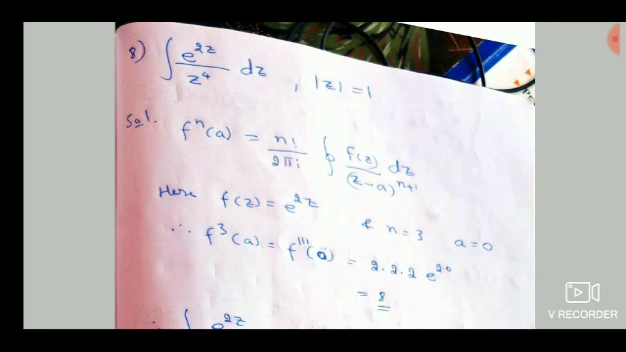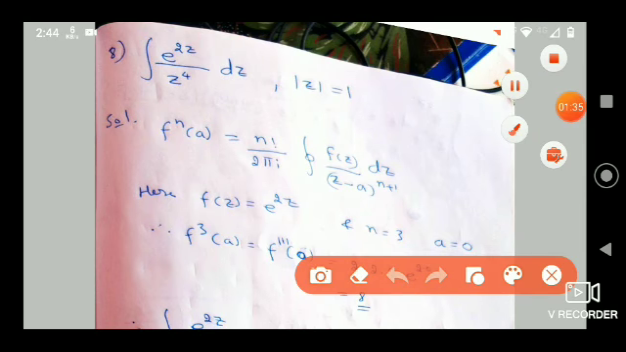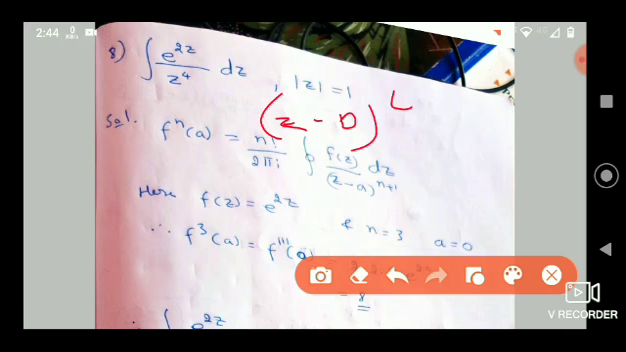Along the curve mod z is equal to 1. So what is the point here? The point is 0, a is equal to 0, and 0 lies inside the circle mod z is equal to 1. I use this formula because you can just write this as z minus 0 power 4. So a is 0. I can use this formula now, right?